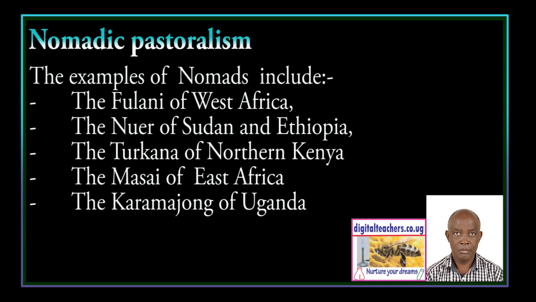Examples of nomads include the Fulani of West Africa, the Nuer of Sudan and Ethiopia, the Turkana of northern Kenya, the Maasai of East Africa, the Karamojong of Uganda.